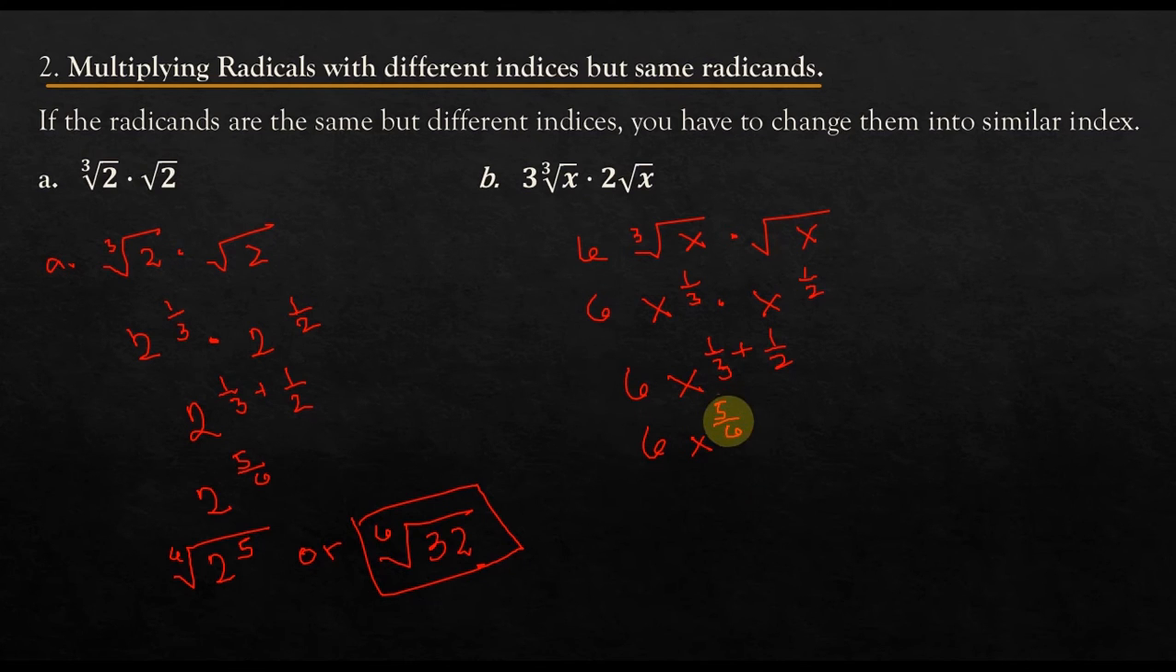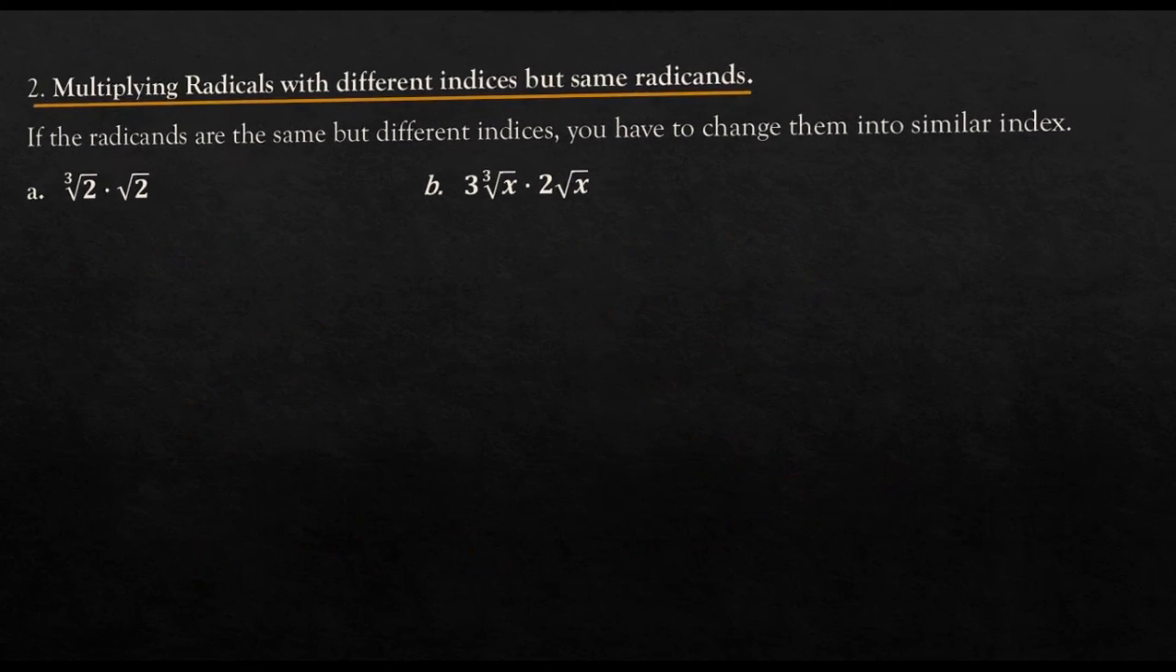Then transform this to radical form. And remember, this denominator 6 will be the index, and only x will be the radicand. So we're going to copy the coefficient outside the radical sign. And then only x will be put in the radical sign. And don't forget the index 6. And then the 5 in the numerator becomes its exponent. So this is the answer for letter B. Next.